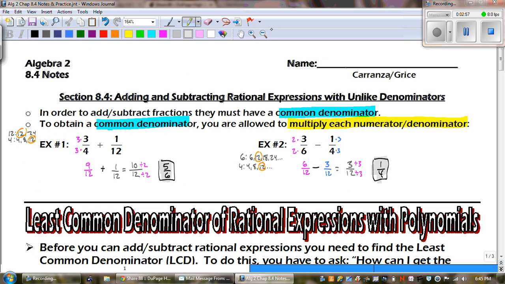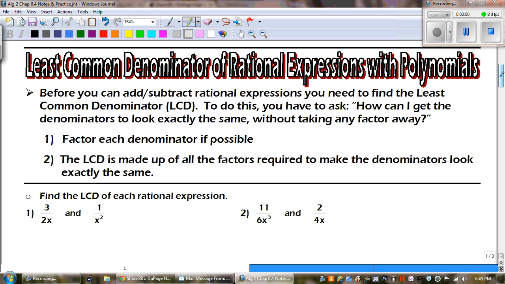All right, so today we're going to be doing the same thing, except now they're going to be rational expressions with polynomials. So before you can add or subtract rational expressions, you need to find the least common denominator. Okay, so that's the first thing, least common denominator. And you need to ask yourself, how can I get the denominators to look exactly the same without taking any factor away? So to do that, we have to factor each denominator if possible. And then the LCD is made up of all the factors required to make the denominators look exactly the same.